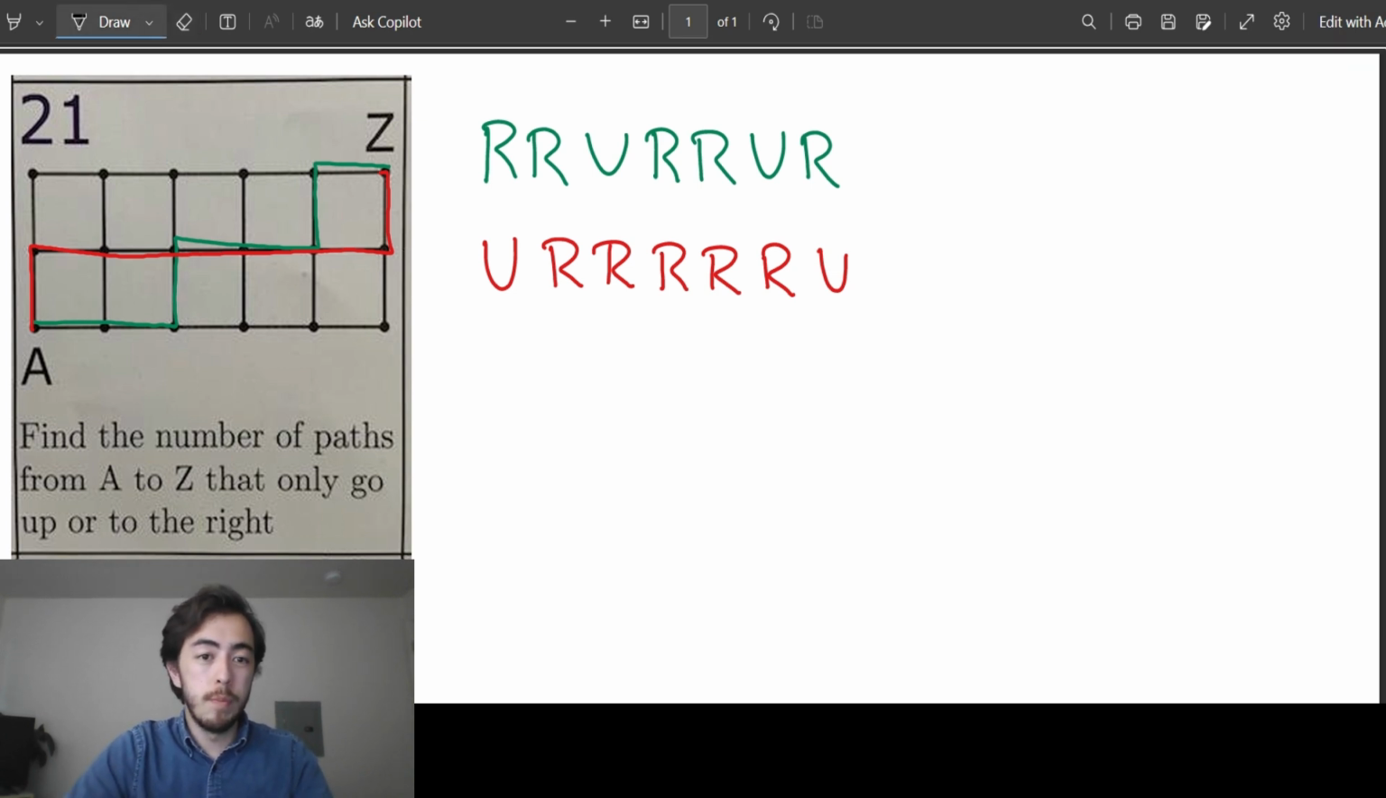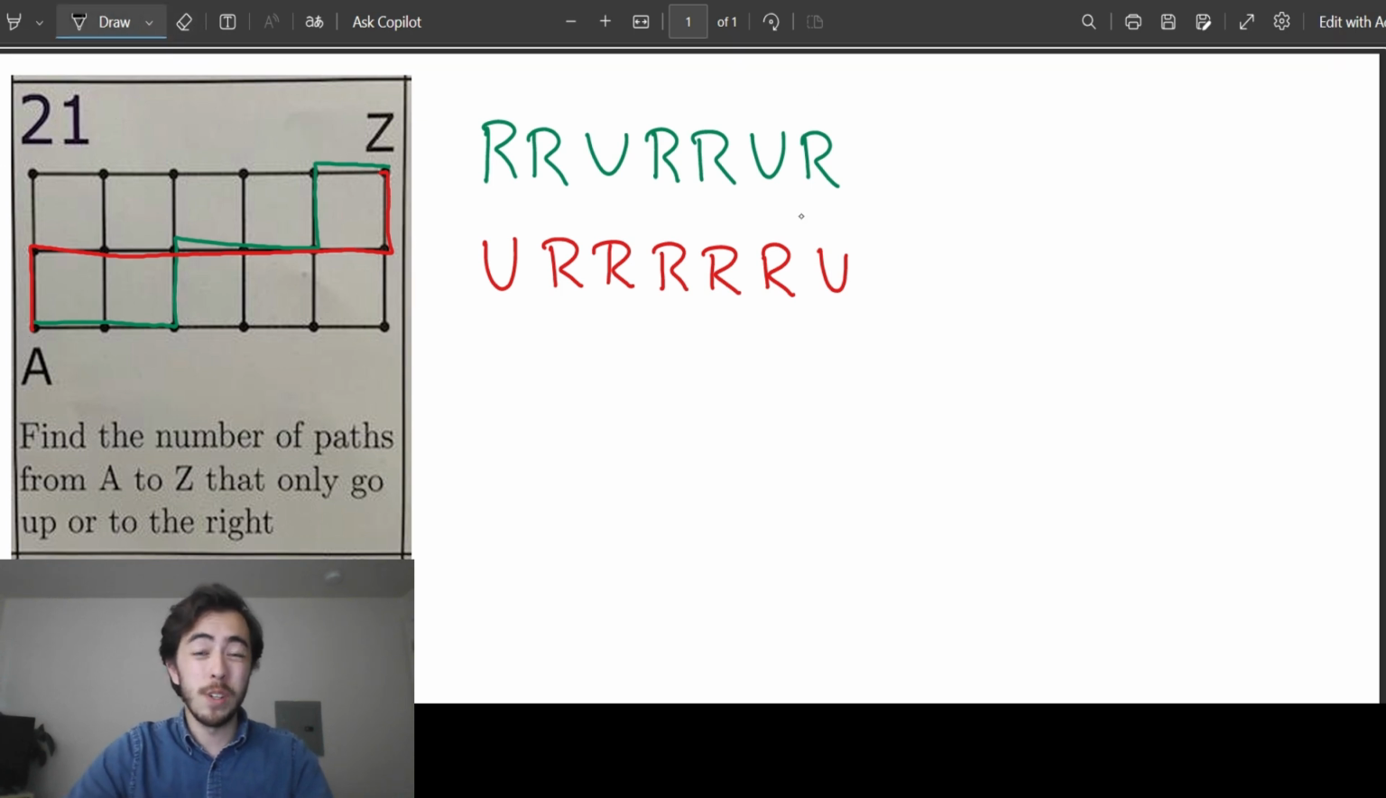So this question of finding paths that go from A to Z boils down to the question of how many different ways can I scramble 5 R's and 2 U's? Because each different scrambling represents a different path on our grid here.